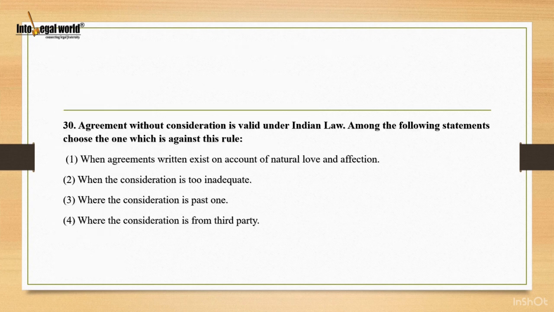The last question is question number 30. Agreement without consideration is valid under Indian law in the following statements. Choose the one which is against the law. So we have to choose the one which is against the law. When agreement is written and exists on account of natural love and affection. When the consideration is too inadequate. When the consideration is a past one. When the consideration is from a third party. So the correct option is option 2. When the consideration is too inadequate, it is against the law. So this was the last question.